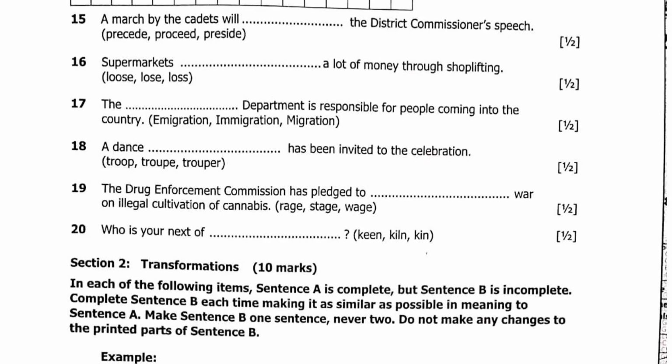A march by the cadets will dash the district commissioner's speech. Will proceed, preside. Which one is the answer? A march by the cadets will precede the district commissioner's speech. So the answer is the first one, precede, meaning coming before the district commissioner's speech. So this one, the first one here. All right. Precede, coming before.